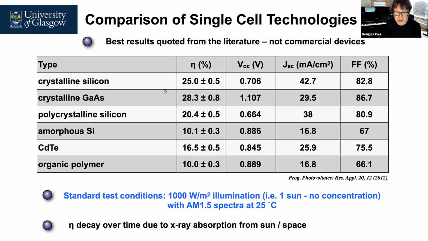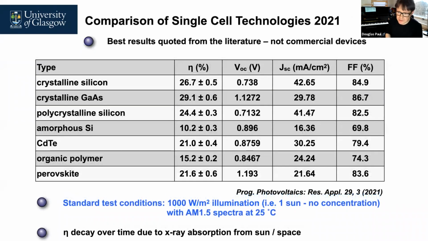So the best gallium arsenide was 28%. There's other technologies. You can see the short circuit current densities, about 42 milliamps per centimeter squared. Voltage is 0.7 for silicon, and the fill factor was 82%. So here's the values that were published in January this year, 2021. Well, silicon's gone up, but it's not gone up by very much. Gallium arsenide gone up, well, from 28 to 29.1. So it's gone up a little bit.